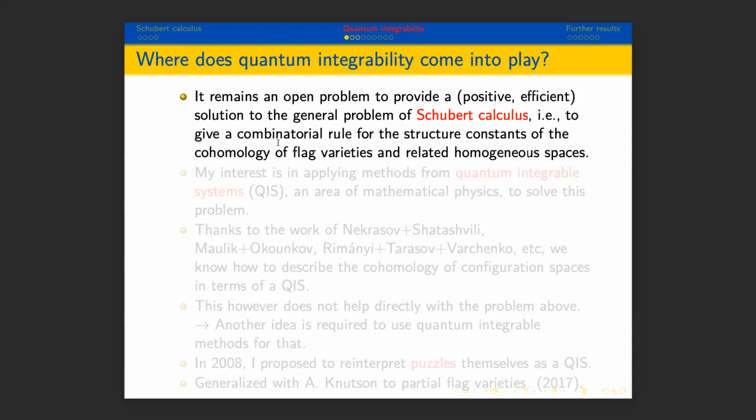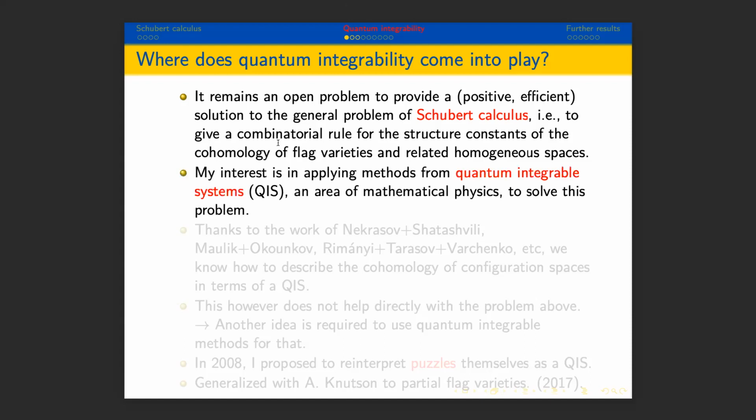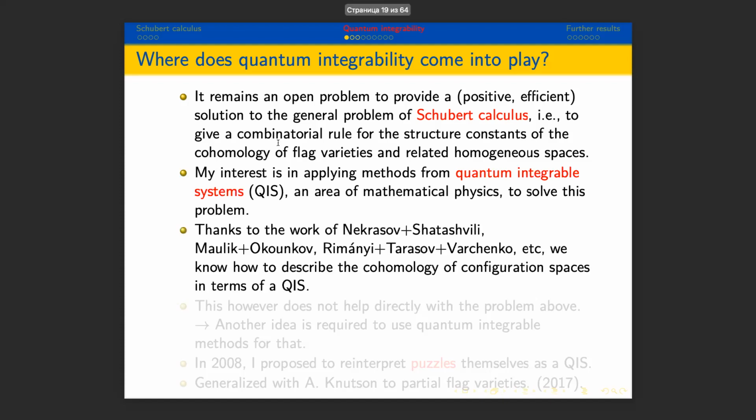So this is still an open problem very much. And so, as I said, my interest is in applying methods from quantum integrable systems. And again, I'm being slightly anachronistic, but in retrospect, the way you should think about it probably is to go through the logic of why there is a connection between algebraic geometry and quantum integrable systems.